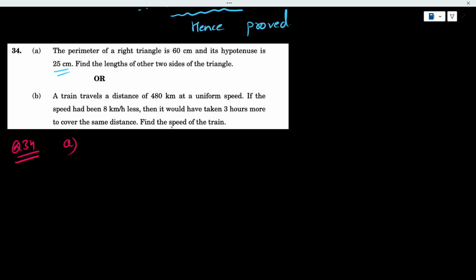So let us start solving it here. First, let us draw a right triangle, because they are talking about a right triangle. If I mark it A, B, C, what is written here? The hypotenuse is AC, which is given as 25 meter, right?